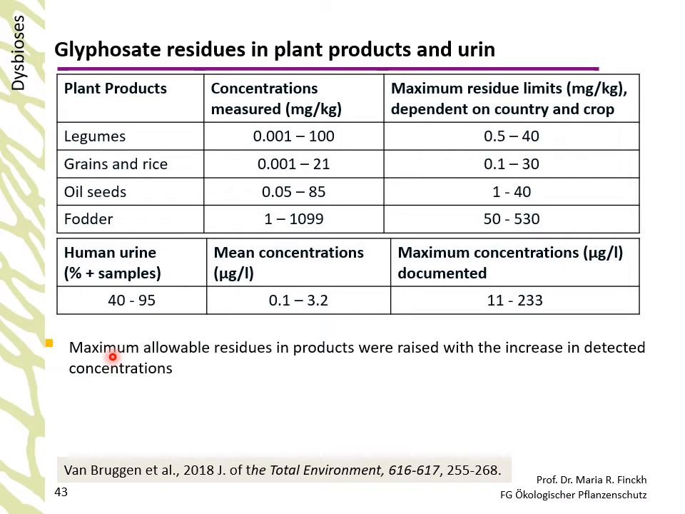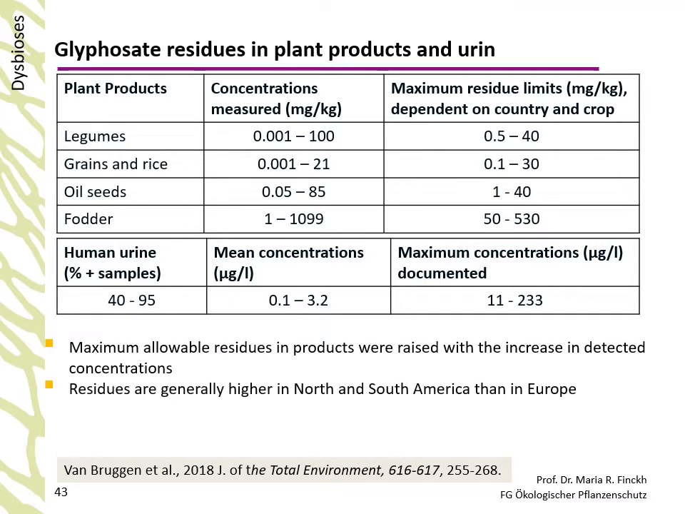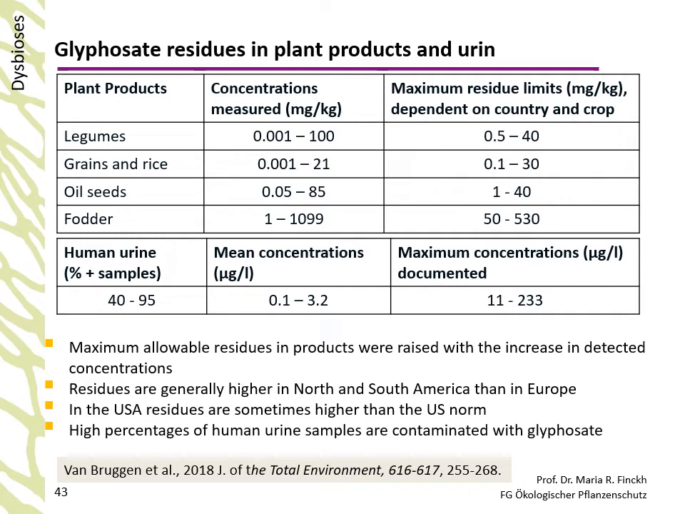So the maximum allowable residues in products were raised with the increase in detected concentrations. Residues are generally higher in North and South America than in Europe. Clear, because a lot more GMOs are grown there. In the USA, residues are still sometimes higher than the US norm, and high percentages of human urine samples are contaminated with glyphosate.